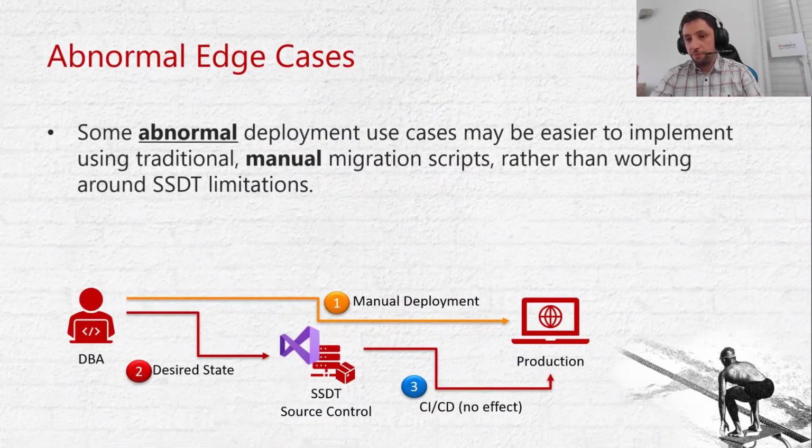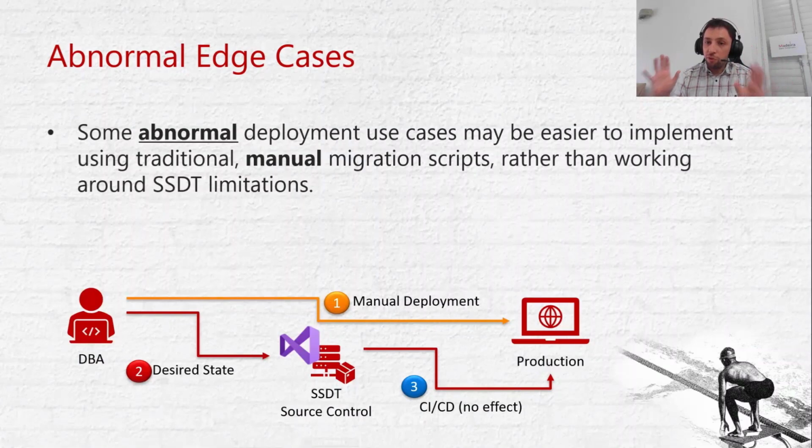With all of that being said, there are still abnormal deployment use cases that could be possible. What I mean by that is where the manual migration script, the effort necessary to manually make this change, would be much simpler than working around SSDT limitations, such as unsupported objects or unsupported operations, or maybe something that simply requires too much work. It is okay, it's acceptable.